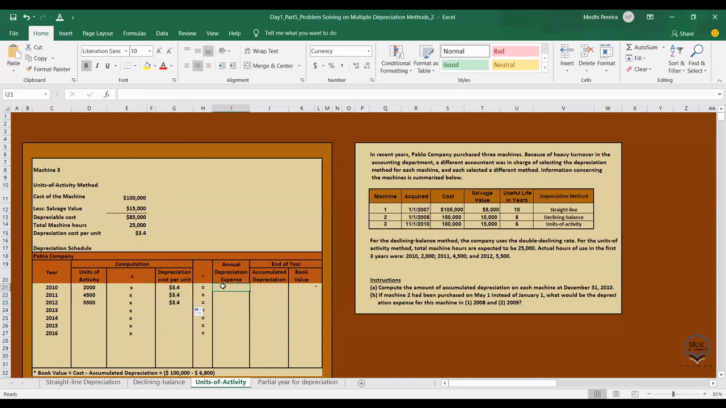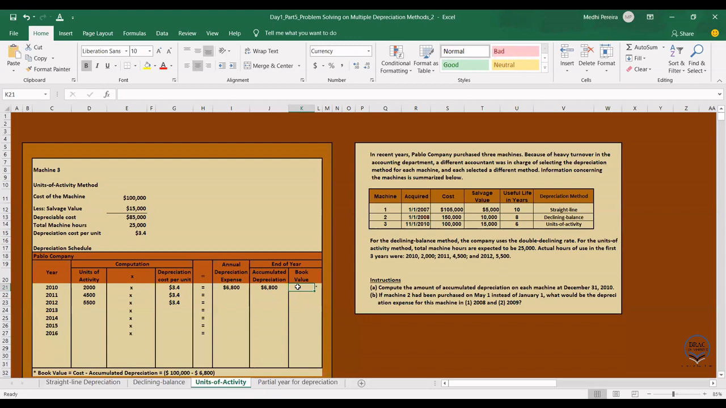So for 2010, the annual depreciation expense will be units of activity for that year multiplied by the depreciation cost per unit. So it is 6,800 units. And as you know, in the case of the first year, the accumulated depreciation will be the same as the annual depreciation, as no previous balance is there to add up.